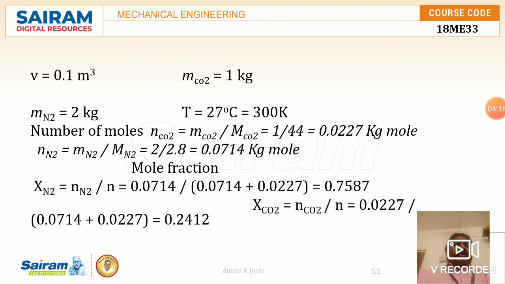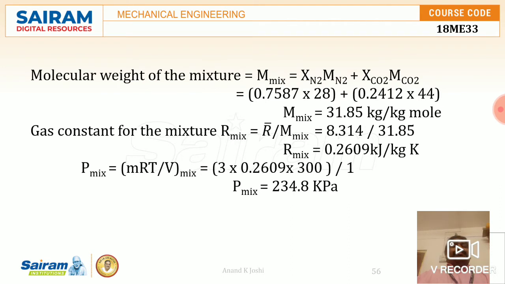After finding this value, let us have a look at the next one, the molecular weight of the mixture. You already know another formula for finding the molecular weight of the mixture. Once you know the mole fraction, you can calculate the molecular weight of the mixture. What is the molecular weight of each constituent? You already know that. For that you have to multiply with the mole fraction of each constituent.